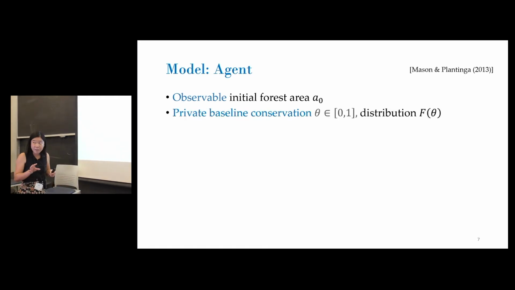What's going to be private information to the agent is what we're going to call their baseline conservation level. You can think of this as a lot of these agents who own the forest land are smallholder farmers. And these smallholder farmers have all kinds of stochastic costs that come up. For example, they have some medical expense, they have some educational expense, and so that particular year they have a particular need for money, which they could get quickly by cutting down some trees. And so that's going to be their private information, which we're not going to know. But what the principal does know is the distribution from which this type, theta, is drawn.